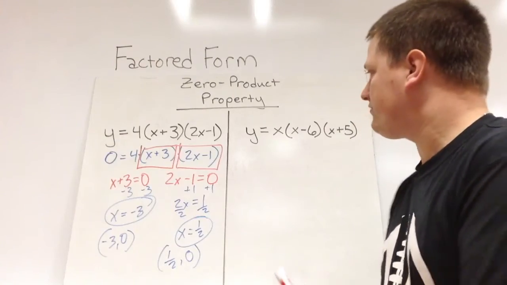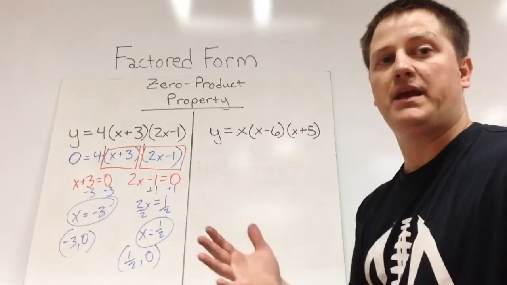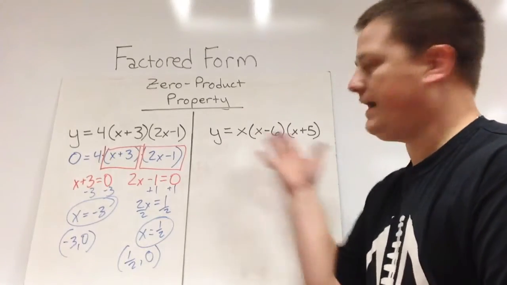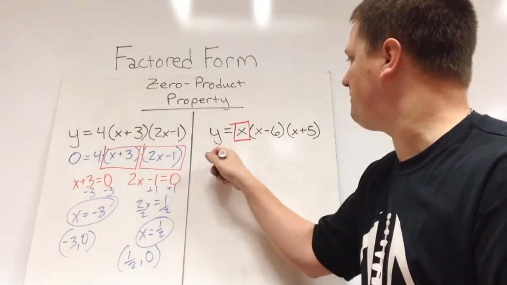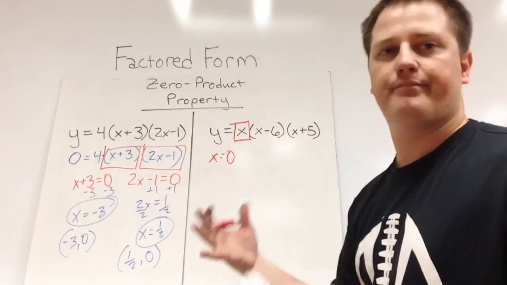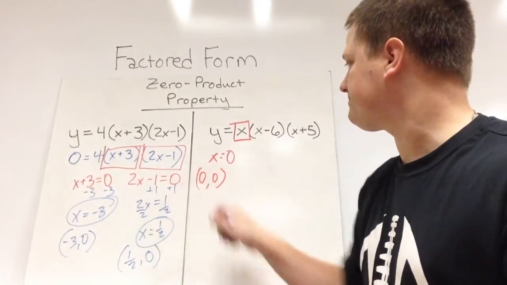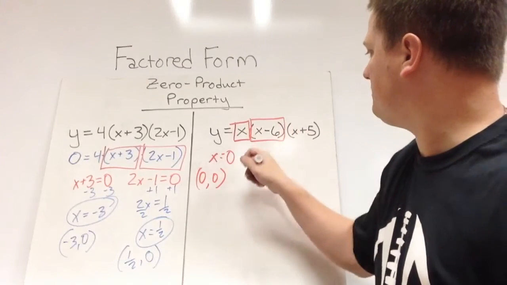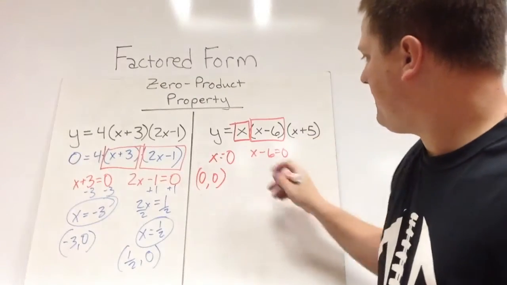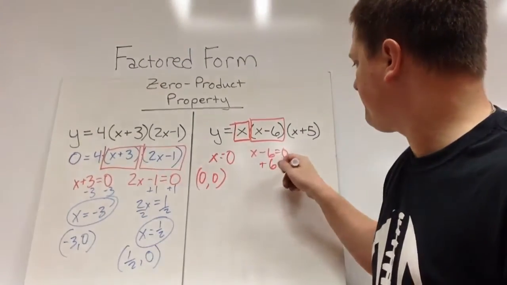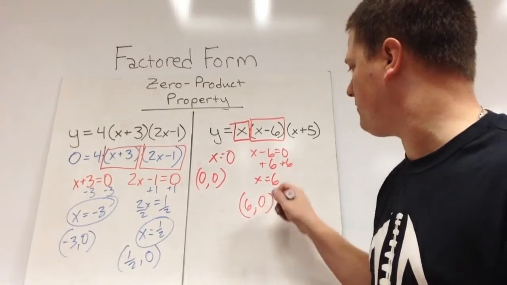Okay? Now sometimes there's more than 2 x's in the problem. There's 3 in this one, which means there are 3 answers. So we have 3 situations. This could be 0, so we set it equal to 0. X equals 0. We're already done. One of the roots is 0, 0. This one could be 0. X minus 6 equals 0. Add 6. X equals 6. So we've got 6, 0 as a root.